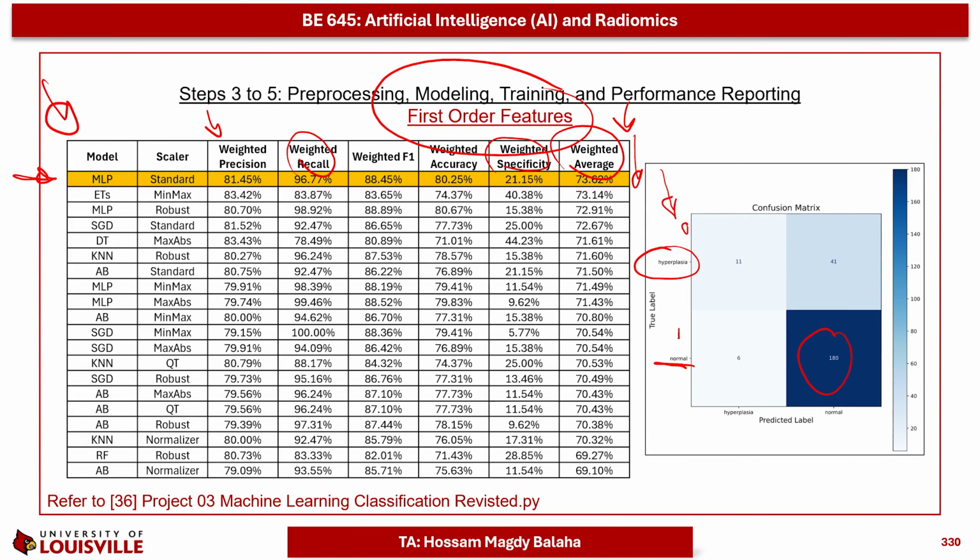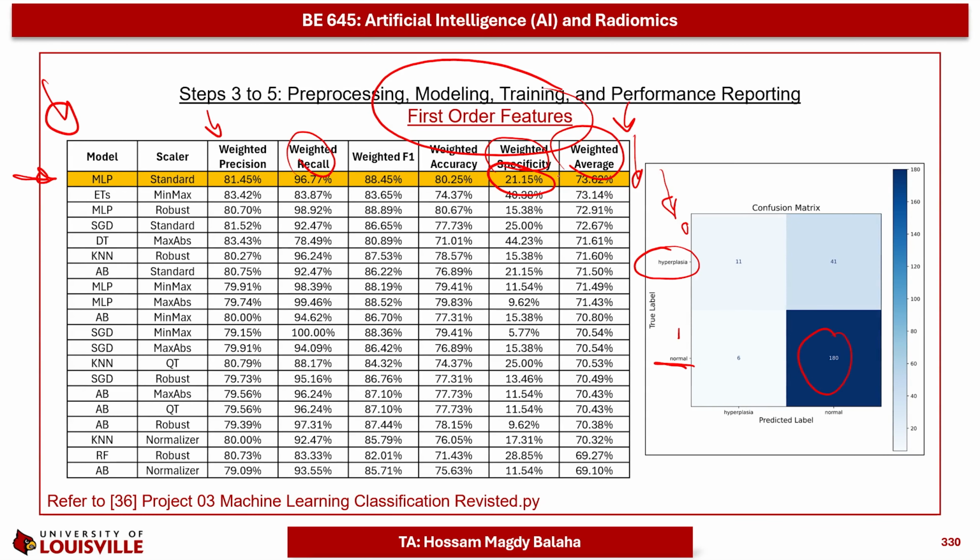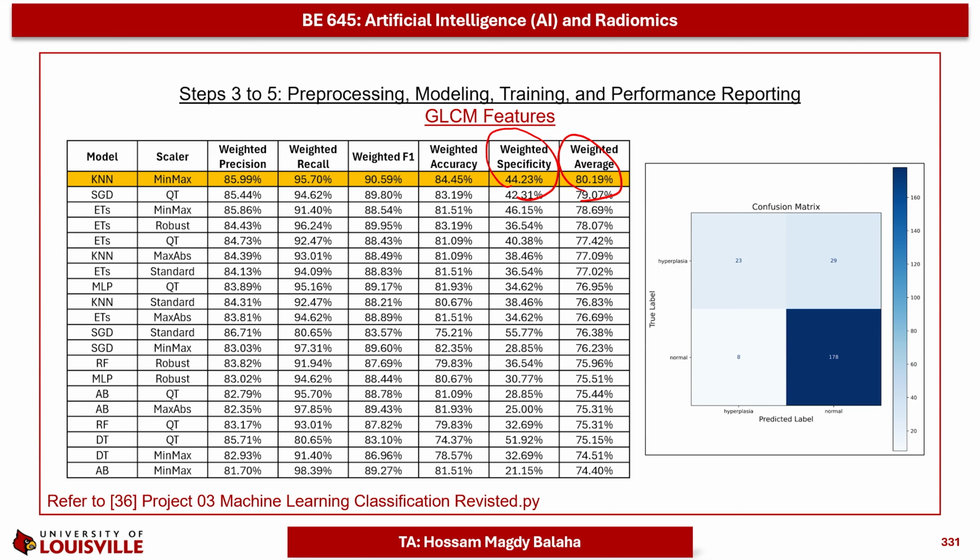But according to the metrics in hand, the best model reported high recall and low specificity, and we may not accept that model because of the low specificity, whether it's normal or hyperplasia or whatever class we are targeting. And this is the result of the first order features. When we execute the GLCM features, we get a better specificity and a weighted average of 80. But in the first order, we got a weighted average of 73. So in this case, we can say that GLCM is better than the first order features.